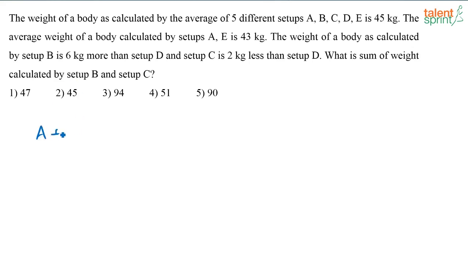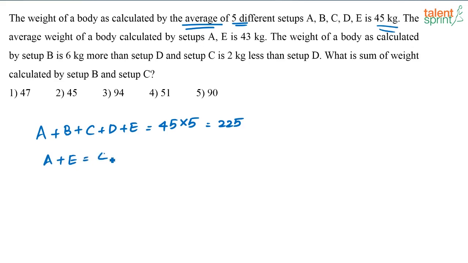So, what is the sum of weights of A, B, C, D and E? They have given here that the average of these 5, that is A, B, C, D and E, is 45. So, the sum of weights of A, B, C, D and E is 45 into 5, which is equal to 225. Then they have given A plus E is 43, B is equal to D plus 6 and C is equal to D minus 2, and we have to find out the value of B plus C.